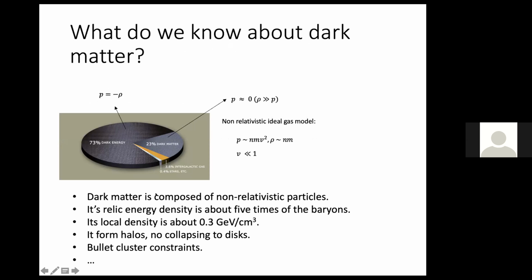Basically, we only know the existence of dark matter from its gravitational effect. That's it. For particle physicists, what do we know? We know that dark matter right now is composed of non-relativistic particles, and the most important thing, I think, is that we know its relic energy density. It is about 5 times the energy density of baryons. That is very important. And for direct detection, we know the local density from simulations, which is about 0.3 GeV per cubic centimeter.